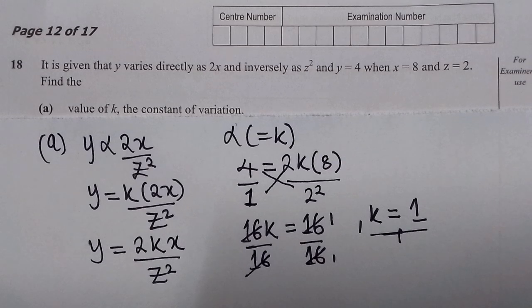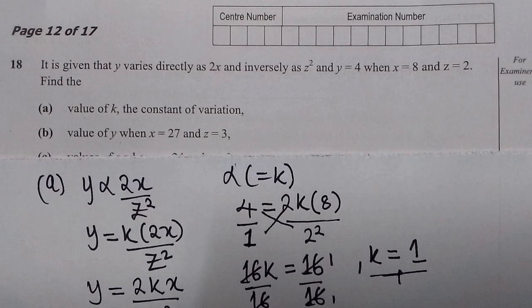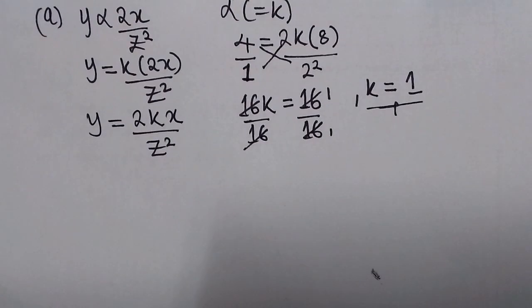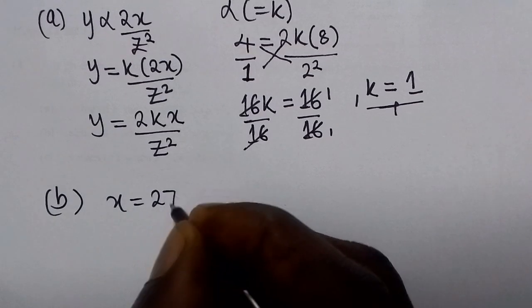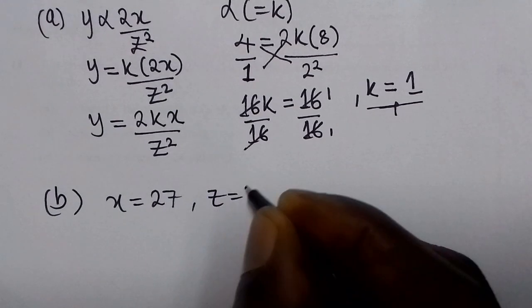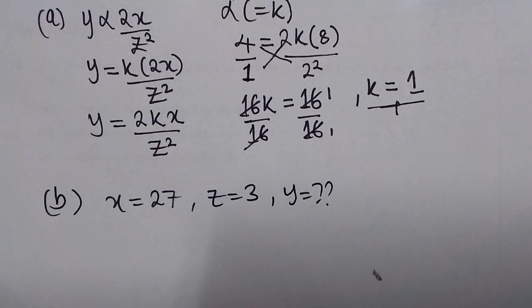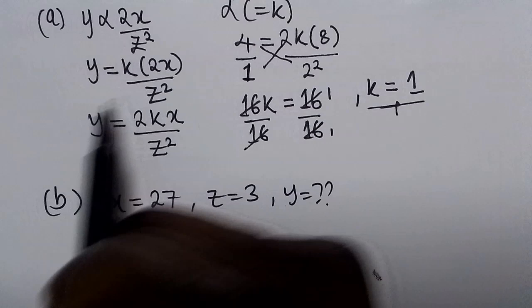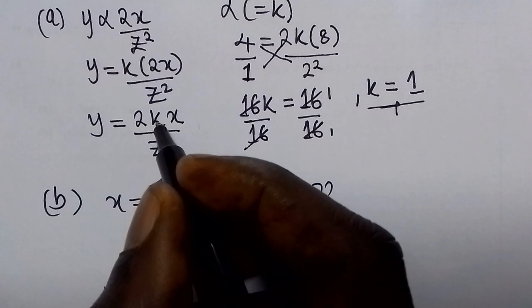So then we go to the second part, part B: value of y when x is 27 and z is 3. So x is 27, z is 3, and we want the value of y. For part B, x has been given as 27 and z has been given as 3. So we want y. What is y? To get y, we'll just use the equation that we came up with. Now in this equation, k has been determined as 1, so in place of k, we're going to put 1.